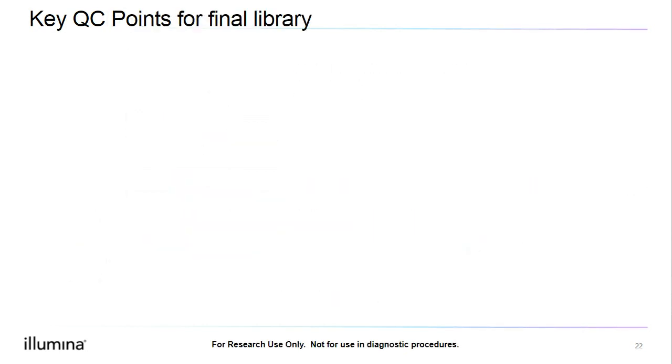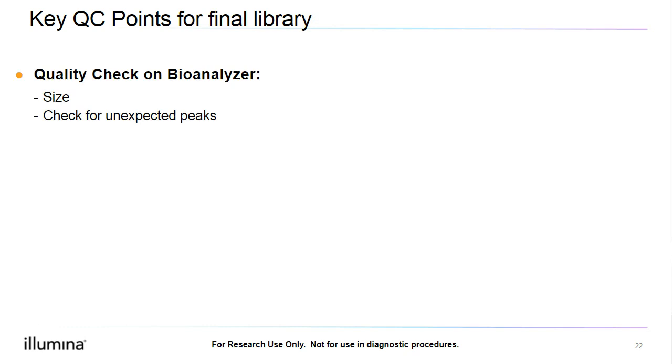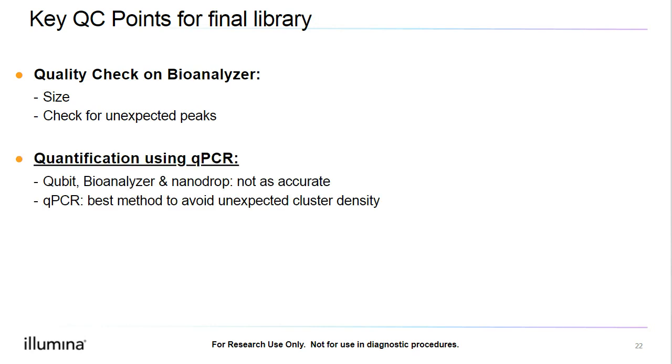Some key QC points for our final libraries. Once we finish the prep itself, we would want to check the libraries on a bioanalyzer. We want to make sure that the size is at the appropriate range that we've targeted, and we also want to look for any unexpected peaks. We recommend quantifying using qPCR, as Qubit, bioanalyzer, and NanoDrop are not as accurate. qPCR is typically the best method to avoid any unexpected cluster density because it quantifies complete libraries, and these are the ones that can cluster on the flow cell.